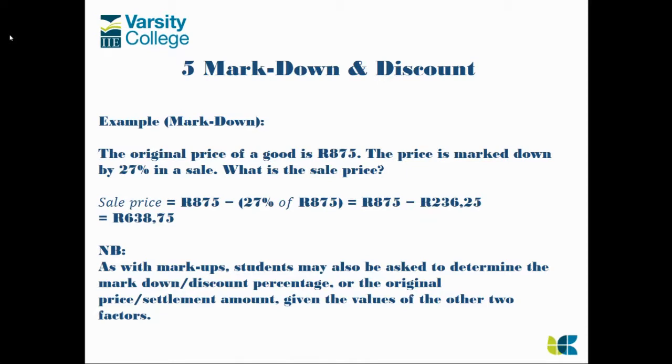And this is just now a practical example of such a scenario. The original price of a good is 875. Price down by 27% in a sale. What is the sale price? There you go. So we say 27% of the 875. We deduct that from the initial 875, and then we arrive at 638.75. Is there a question there?